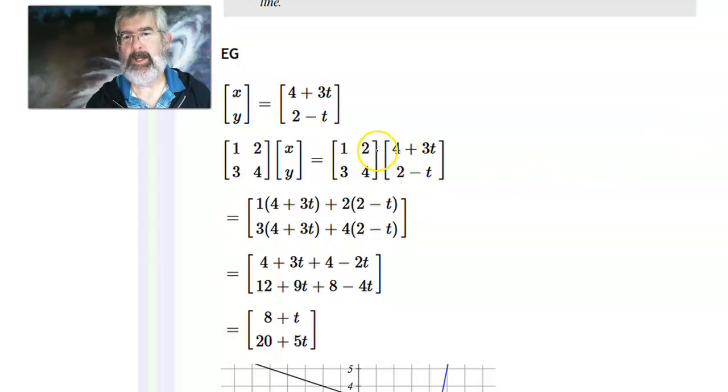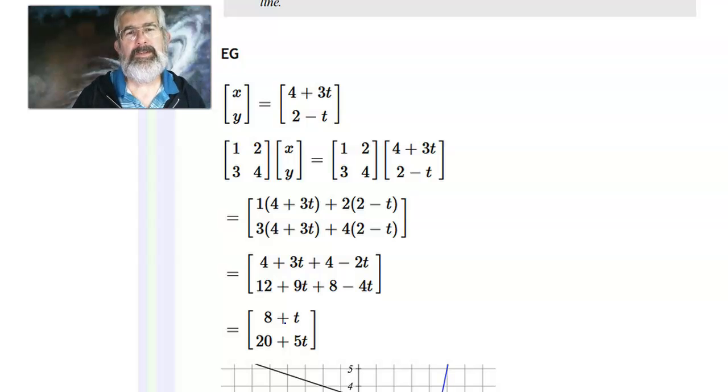So anyway, just multiplying it here, I've got 1 times (4 plus 3t), plus 2 times (2 minus t), and then 3 times (4 plus 3t), plus 4 times (2 minus t). Multiply that out, gather like terms, and I get something that looks like this. The result of this transformation is the x-coordinate is 8 plus t, and the y-coordinate is 20 plus 5t. Well, I can see that this is a line that goes through the point (8, 20) and has slope 5 over 1.